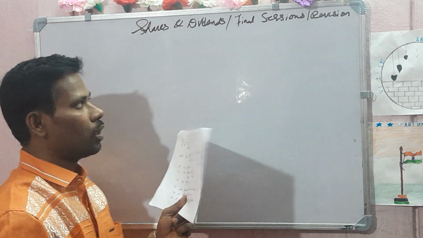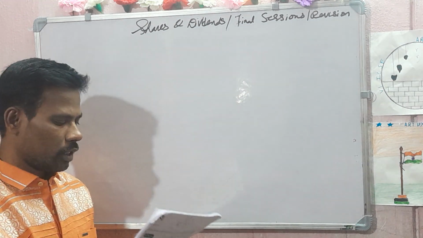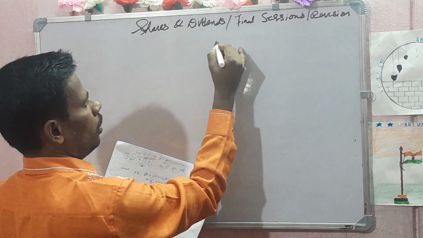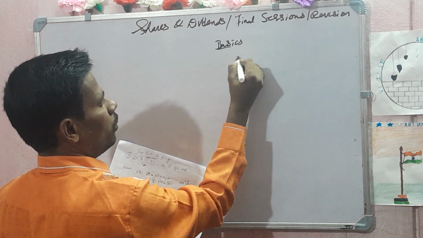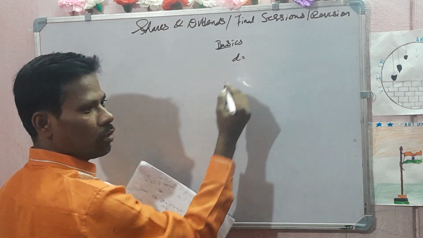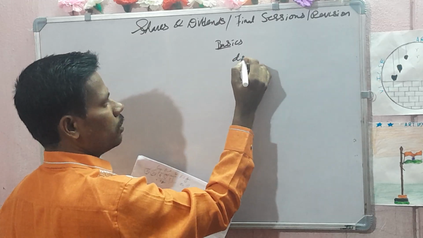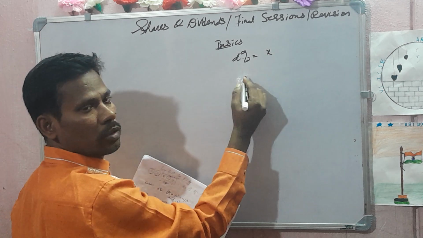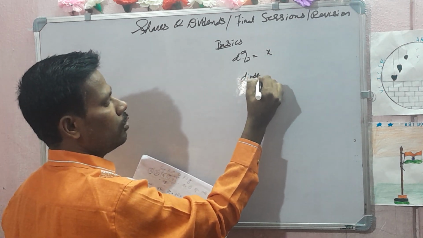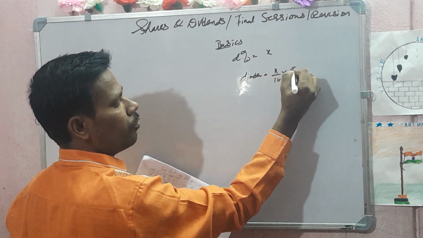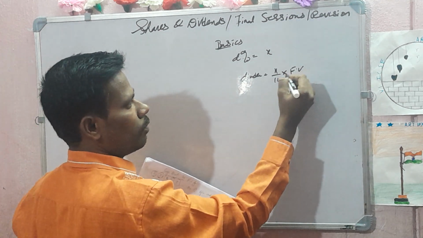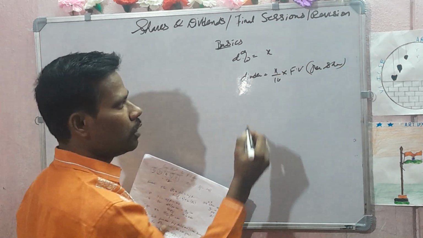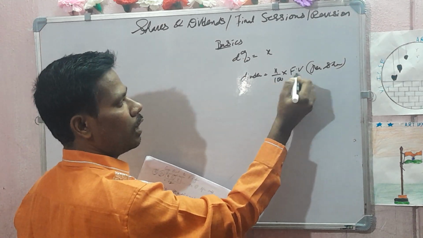So I am revising all the concepts we have discussed. First one, basics. Dividend is equal to dividend percentage. If the dividend percentage is given as X, then dividend is equal to X by 100 into face value. Remember this, dividend per share.